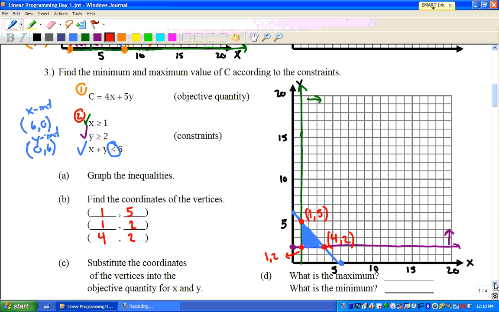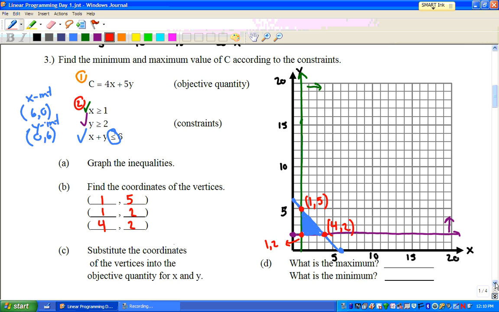Okay. Now, what it wants us to do is substitute these values into my cost function here. So I'm going to say C is equal to 4 times 1, plus 5 times my y value, which is 5. And let's see what we get. We end up with $29 for that.